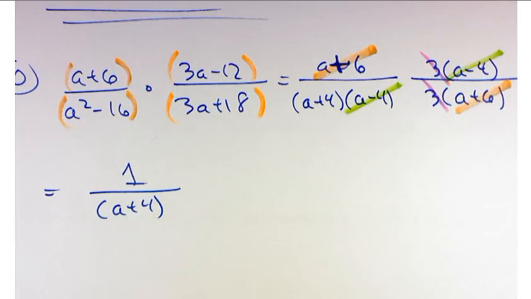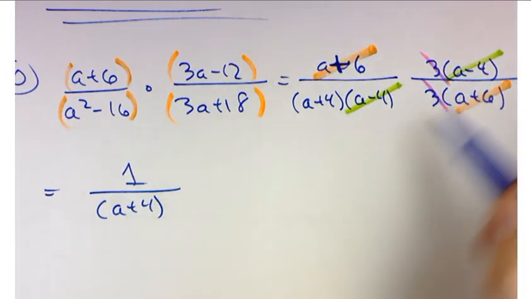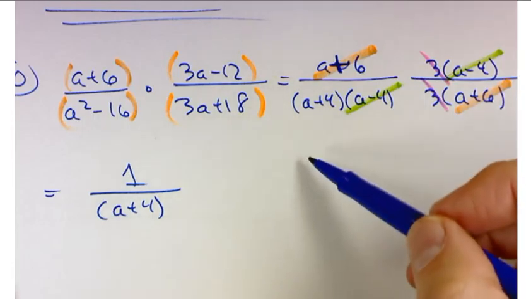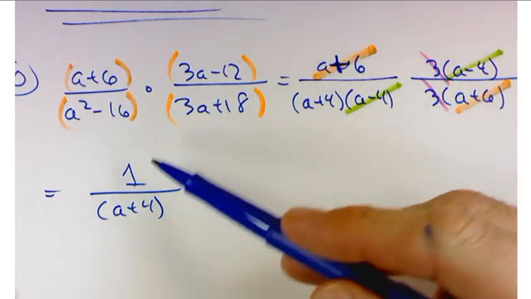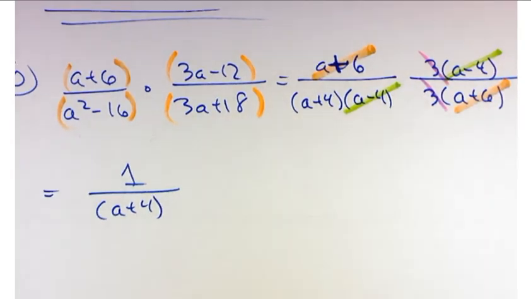Now, if things were reversed and everything canceled out of the denominator and I had a plus 4 left in the numerator, I don't have to write divided by 1. But in this case, you have to have that 1 as the numerator. All right, that's a good example of the kind of things you can expect in this section. How are we looking on problem 50? Good there? All right. Let's try problem number 56.